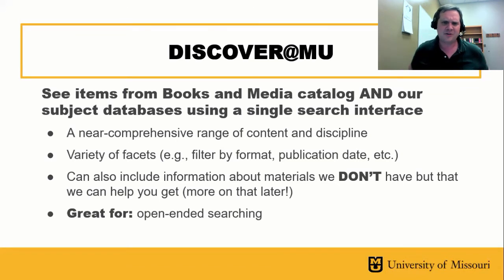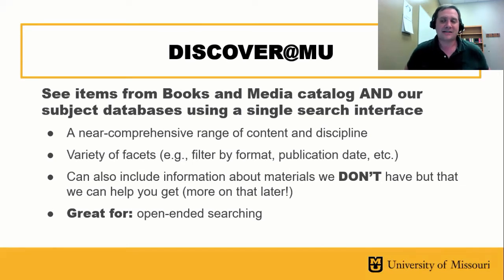And what Discover at MU is really great for is open-ended searching. You can do specific title searches. You can do searches by author name in there, but really what a lot of students use it for is keyword searching. And I say students, but any researcher, you can do keyword searching and you can see what comes up from our book collection, from our journals, from the magazine content that we have access to. And then you can filter and refine from there.